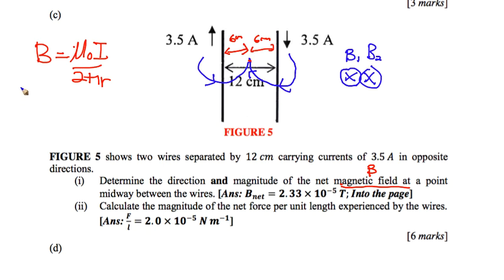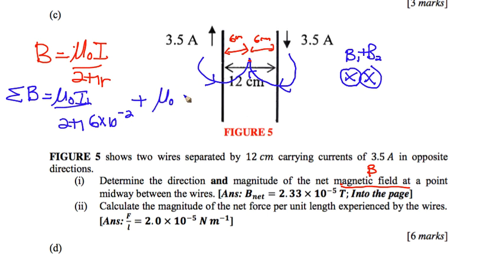So we need the total B at the midpoint, which is equal to mu naught for the current I1 divided by 2 pi. The distance from the midpoint to the first wire and the second wire is the same value. This is 6 cm, or you convert to meters, 6 times 10 to the power -2, and plus, because you must have a total B, the B produced by the second wire is the same equation, mu naught times current 3.5, but the direction of current is downward, over 2 pi, and the distance is also 6 exponent -2.